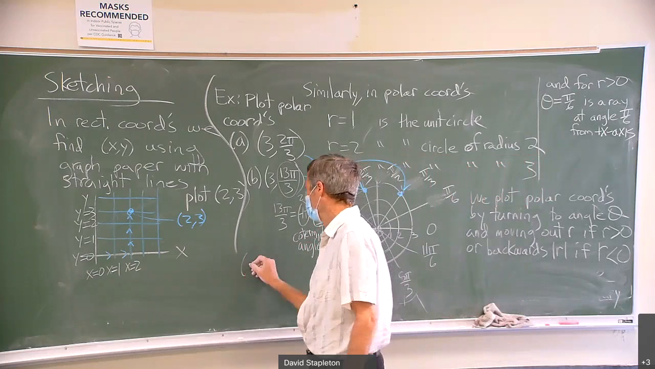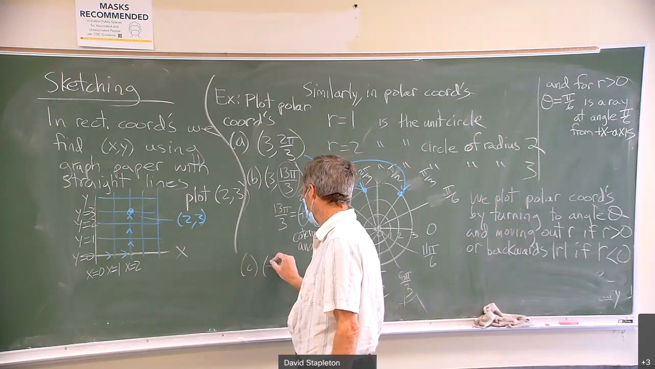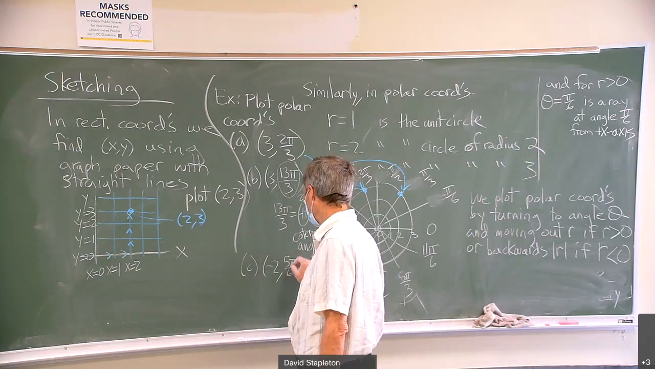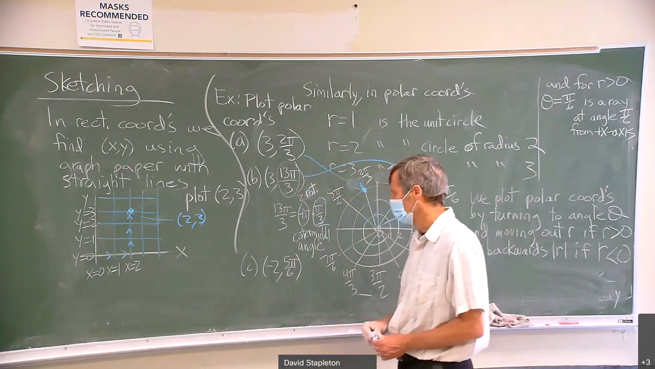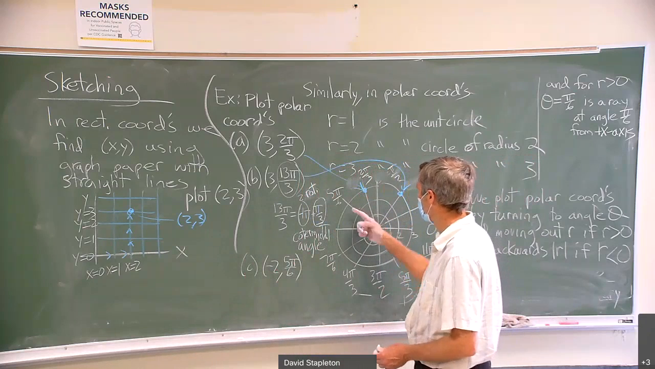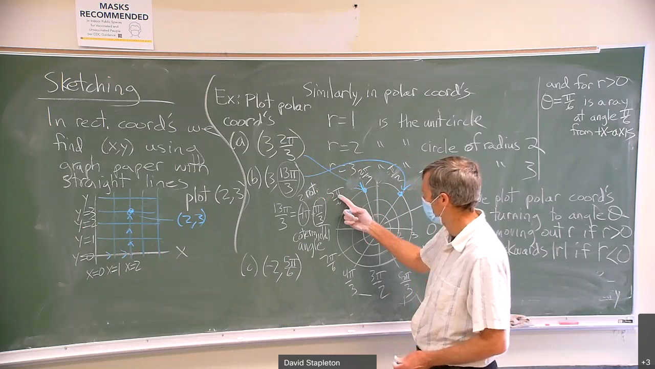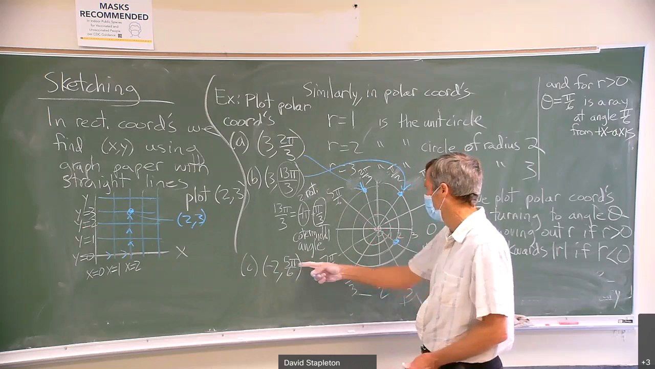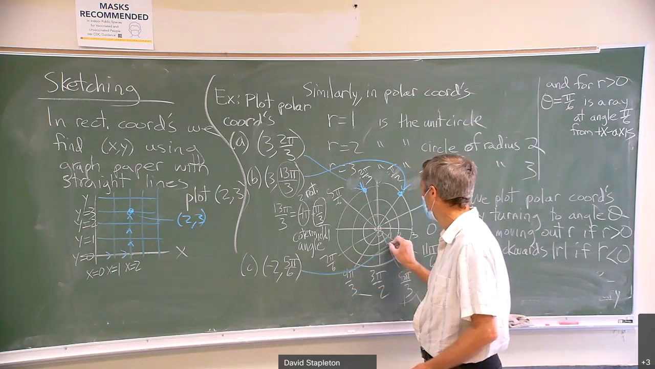Now C, I could try going r equals -2 and theta equals 5 pi over 6, for instance. What do I do with that one? Now it's tricky because r is negative, right? You turn to 5 pi over 6, the angle, but instead of going out at 5 pi over 6, you go backwards 2 units, 1, 2 to here, right? And so that's that one.